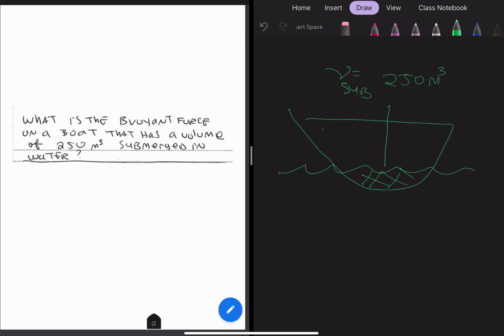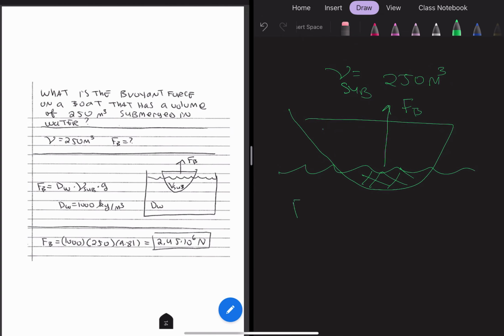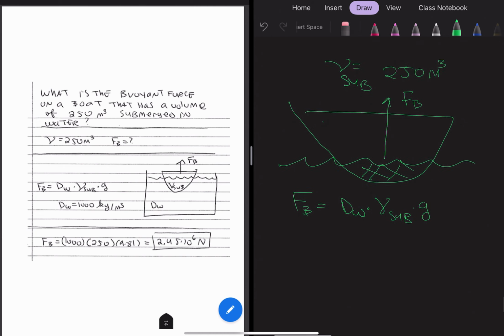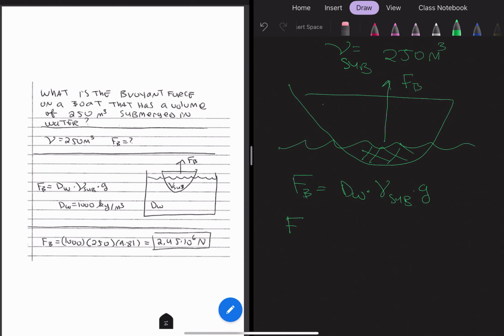So the buoyant force is gonna be defined in terms of this volume here, and that's what we want to find, the buoyant force. And so the equation for the buoyant force is just density of water multiplied by the volume submerged times g. So this is just a plug-in. So the buoyant force is going to be density of water, which is a constant, 1,000. The volume submerged is 250, and times g, which is 9.81. And so the buoyant force is going to come out to be 2.45 times 10 to the 6 newtons.